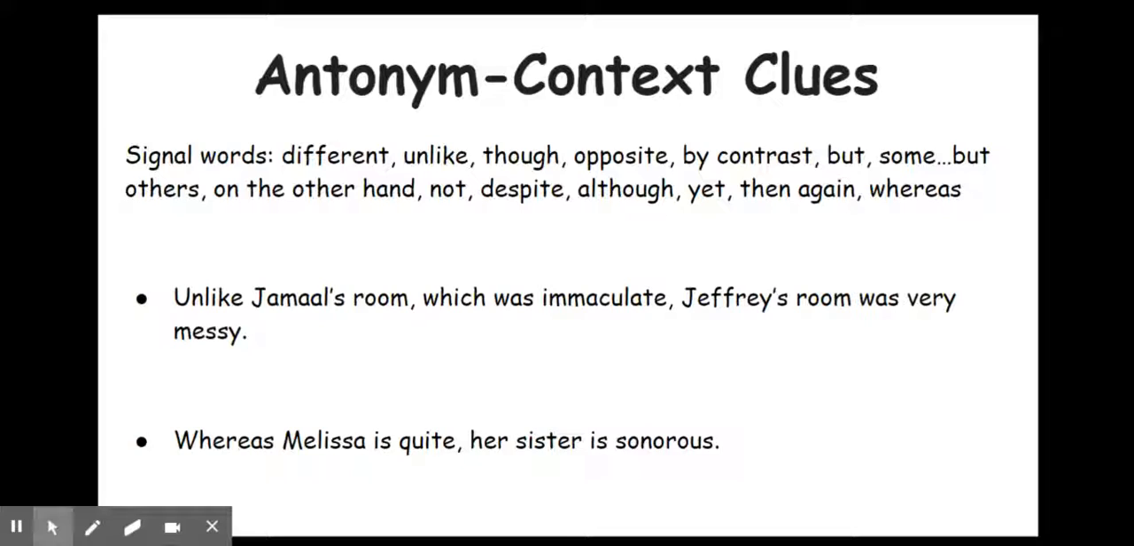Let's read our first sentence. Unlike Jamal's room, which was immaculate, Jeffrey's room was very messy.